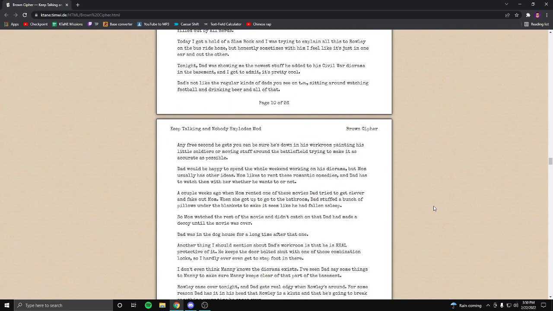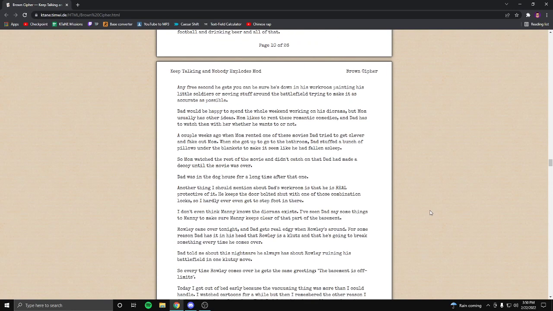Dad would be happy to spend the whole weekend working on his diorama, but Mom usually has other ideas. Mom likes to rent these romantic comedies, and Dad has to watch them with her whether he wants to or not. A couple weeks ago, when Mom rented one of these movies, Dad tried to get clever and fake out Mom. When she got up to go to the bathroom, Dad stuffed a bunch of pillows under the blankets to make it seem like he had fallen asleep. So when Mom watched the rest of the movie, she didn't catch on that Dad had made a decoy until the movie was over. Dad was in the doghouse for a long time after that one.